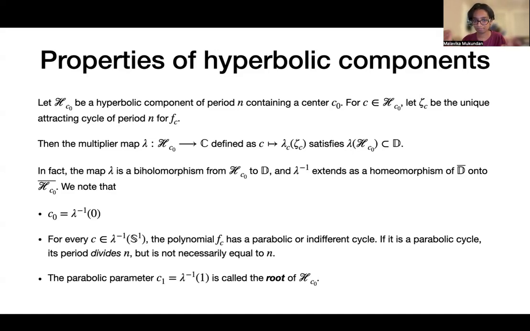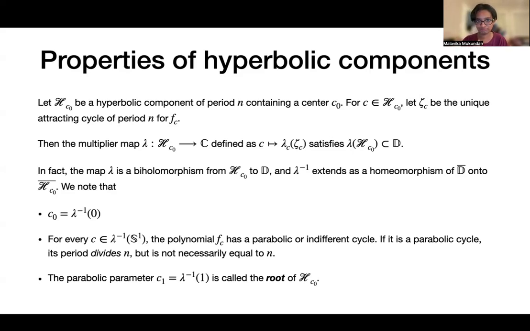You can also define the boundary of the hyperbolic component in this way. You can look at lambda inverse of S1. Now, what's in this boundary? If you look at any polynomial corresponding to a boundary point, then that polynomial will have a cycle with multiplier in the unit circle. So that's a parabolic or an indifferent cycle. So the boundary of a hyperbolic component consists of polynomials that have either a parabolic or an indifferent cycle.